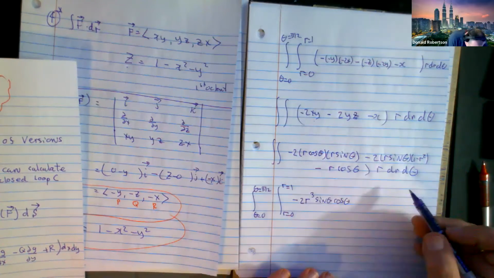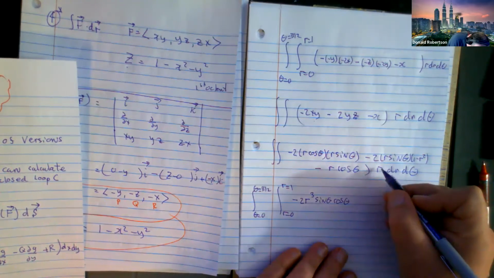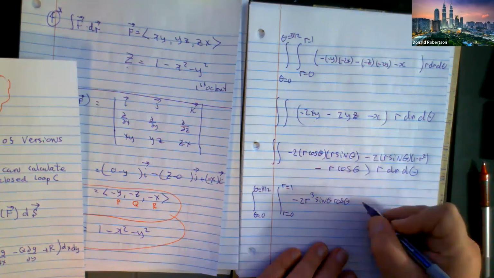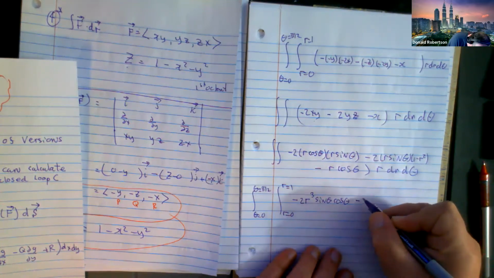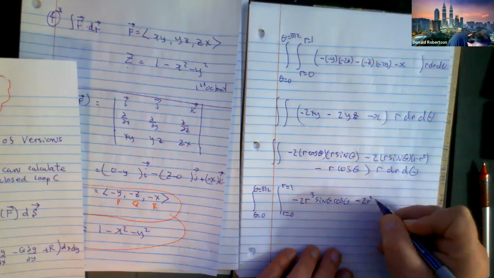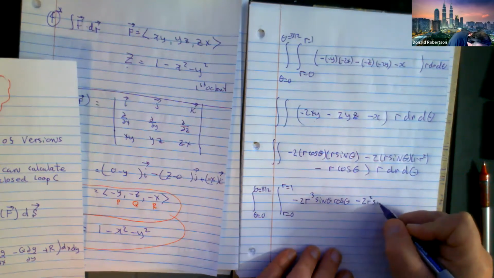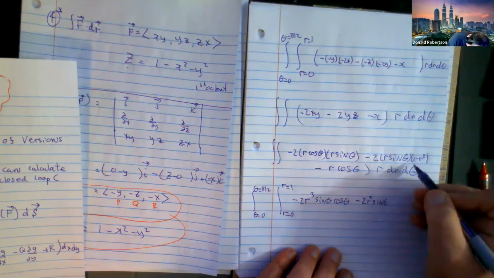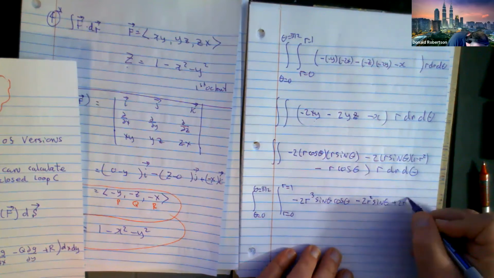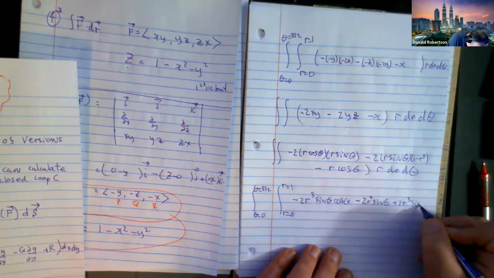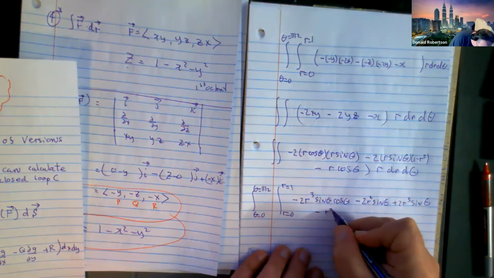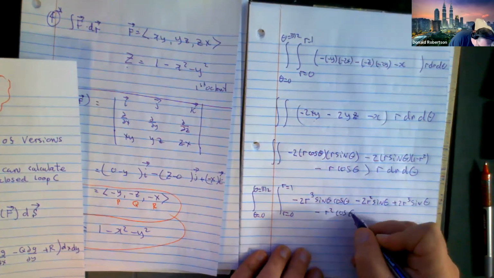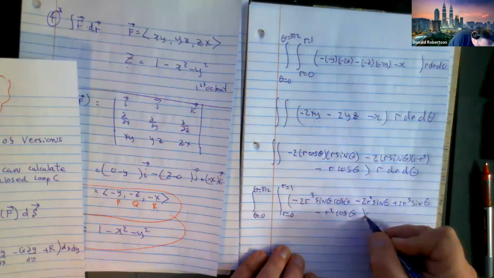Oh God in himmel, this is just ugly. Putting in r here, so what am I going to get? Negative 2r squared sine theta, a plus 2r cubed sine theta, a minus r squared cos theta d theta.